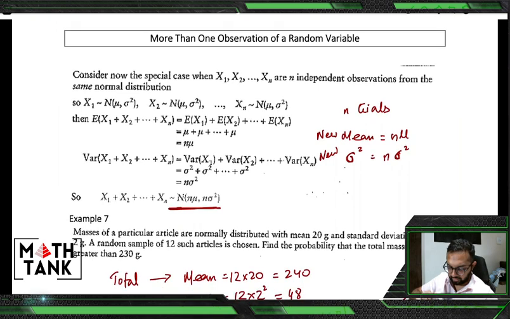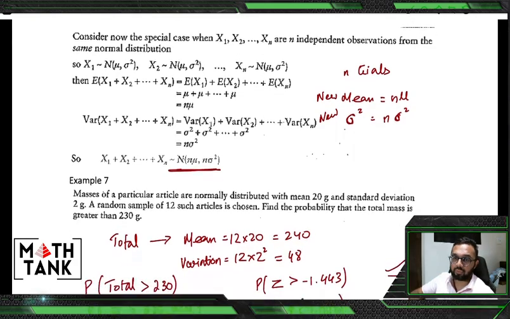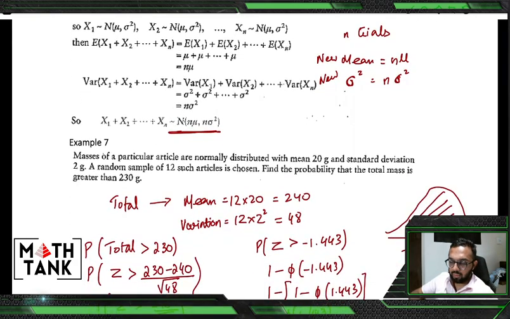let's see a particular question. It says masses of a particular article are normally distributed with mean 20 and standard deviation of 2. A random sample of 12 such articles is chosen. So you've chosen the same article from that group of articles 12 times. Not 12 times, 12 such articles were chosen. So multiple observations of the same variable were taken. Now, in this case, the mean gets multiplied by 12 and the variance also gets multiplied by 12.